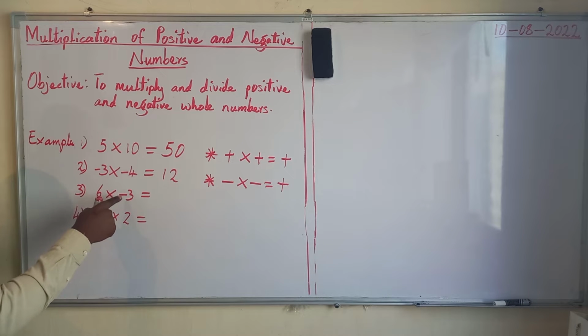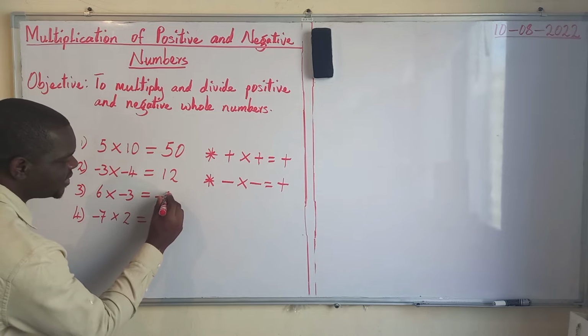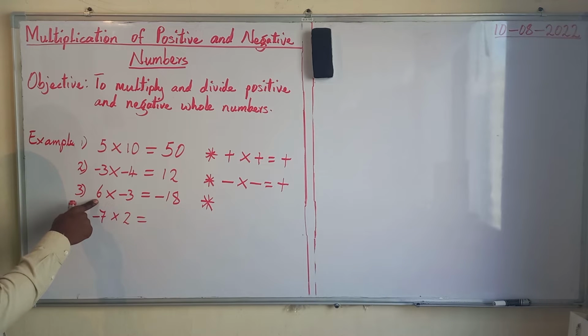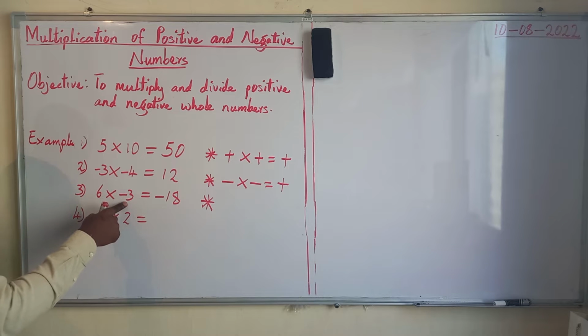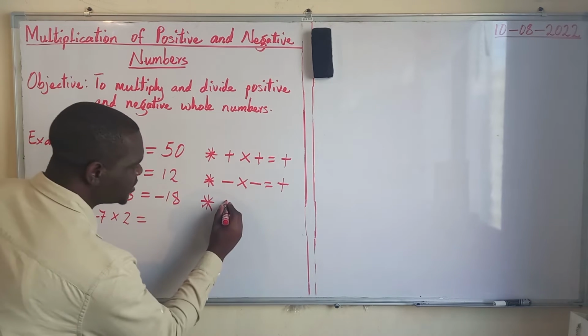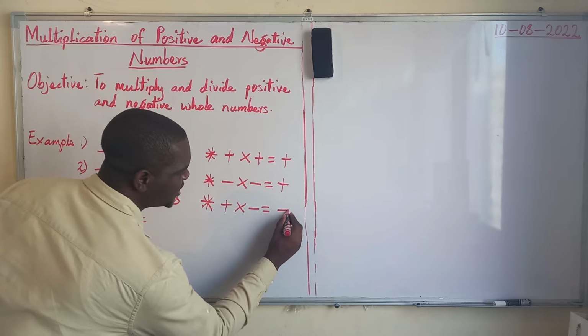6 times negative 3 is equal to negative 18. Here we can conclude that a positive number multiplied by a negative number will give a negative answer. That is, positive times negative is equal to negative.